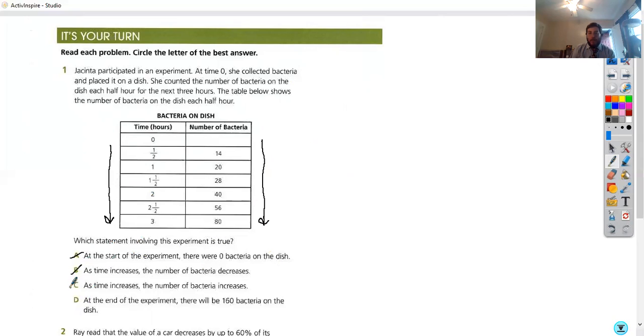C says, as time increases, the number of bacteria increases. Yep, that looks good. And then, at the end of this experiment, there will be 160 bacteria in the dish. We don't quite know that because we don't know exactly when it's going to end. So take a look at C. As time increases, the number of bacteria also increases. And that's your correct answer.